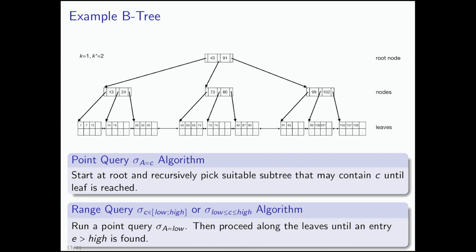Okay, so this is a made up B tree, and here I have k equals 1 and k star equals 2. So here the nodes have 1 or 2 key entries, and the leaves have 2 to 4 entries. And then if you look at how you can run a query like that, it's very similar to a binary search tree.